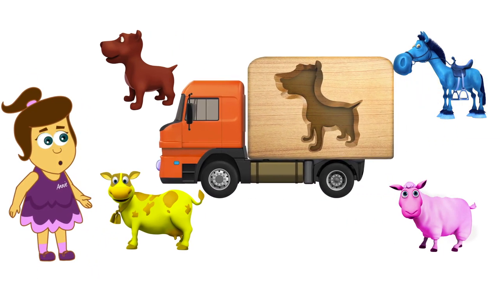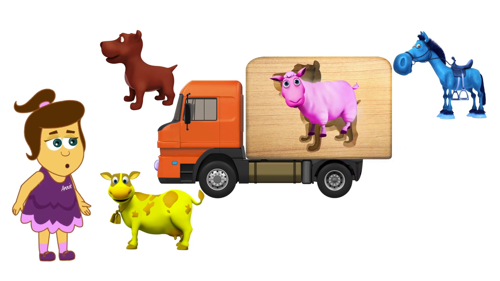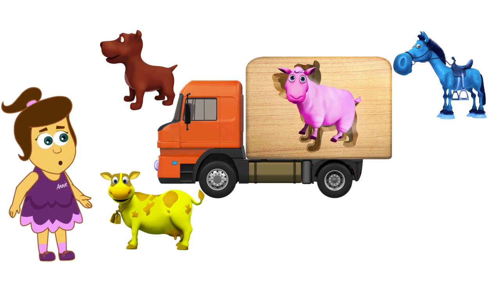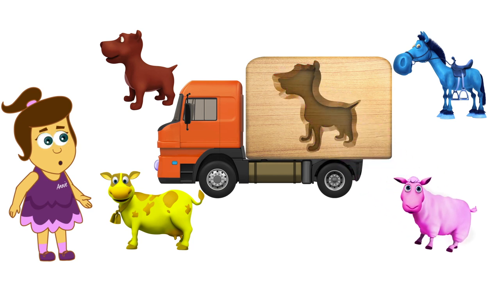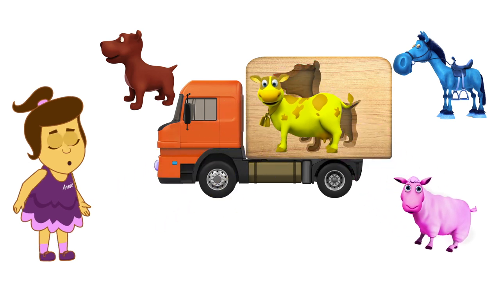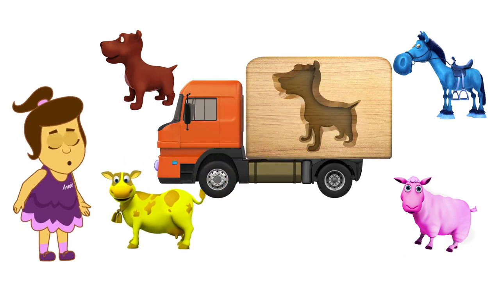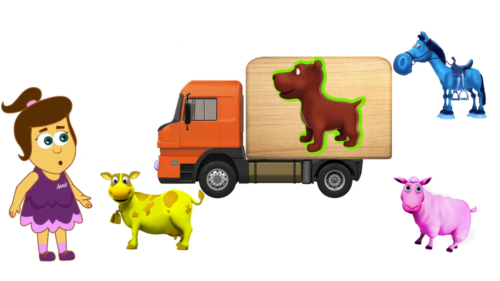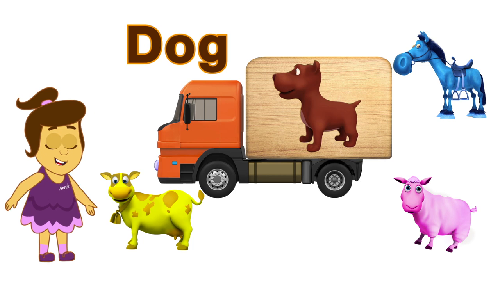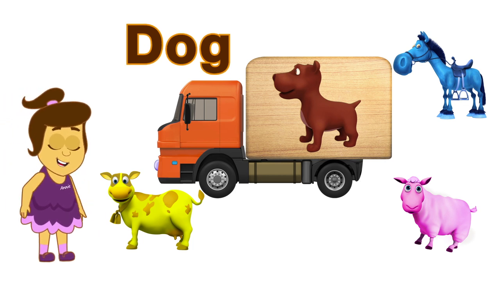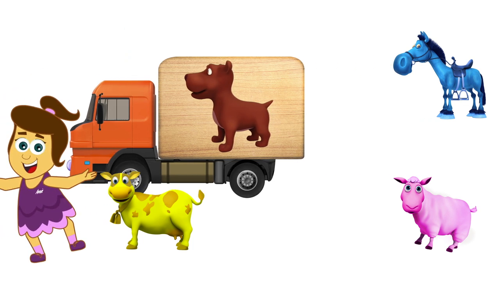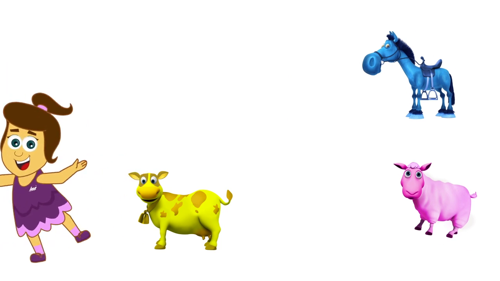Okay, let's try a sheep. It's not you, Baba. How about a cow? No, because we did that one already. Okay. Let's try a dog. Yay! Well done! It is a dog! Excellent! This is so much fun! Okay, another.